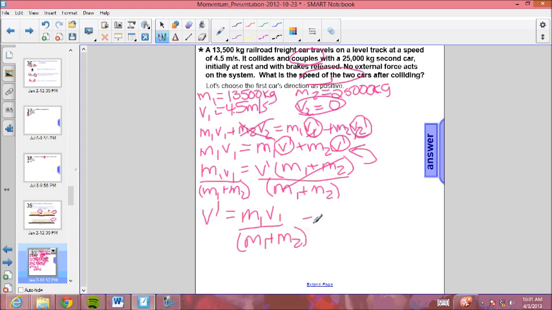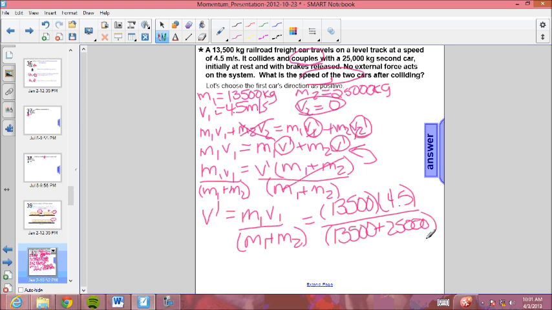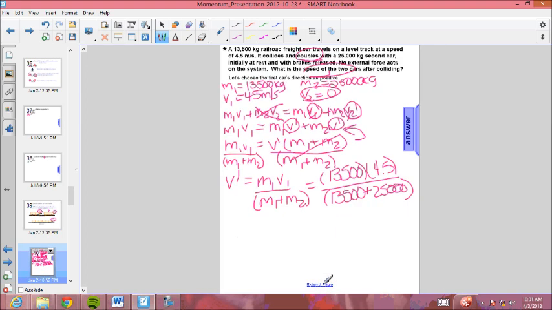We can plug our numbers in now. So we've got, let's see, 13,500 times 4.5 over 13,500 plus 25,000, which is now going to give us 60,750 divided by 38,500, which in the end gives us 1.6 meters per second.